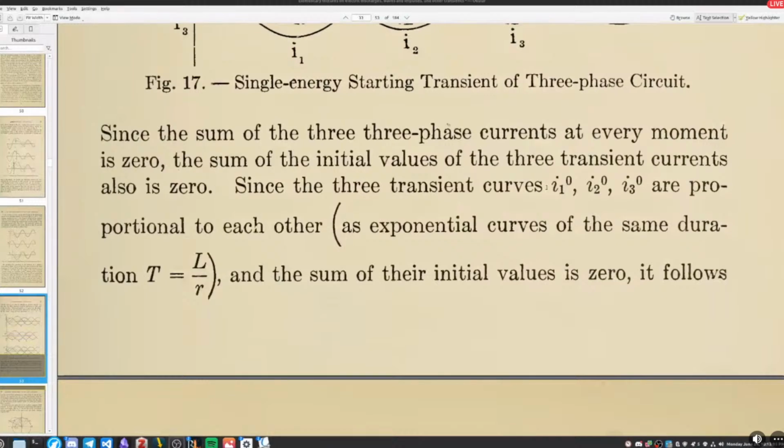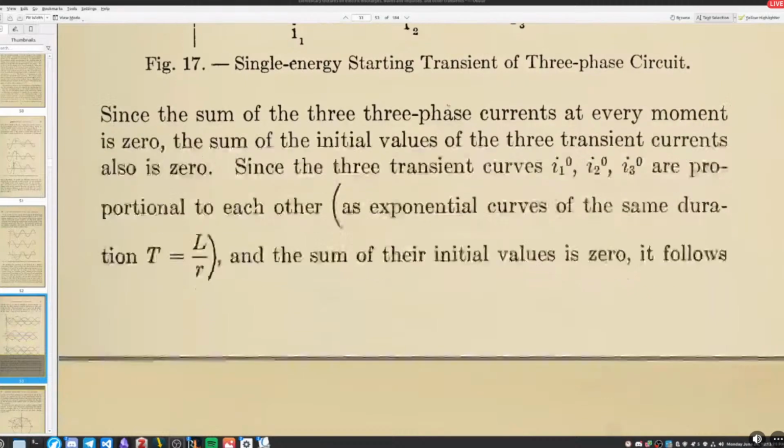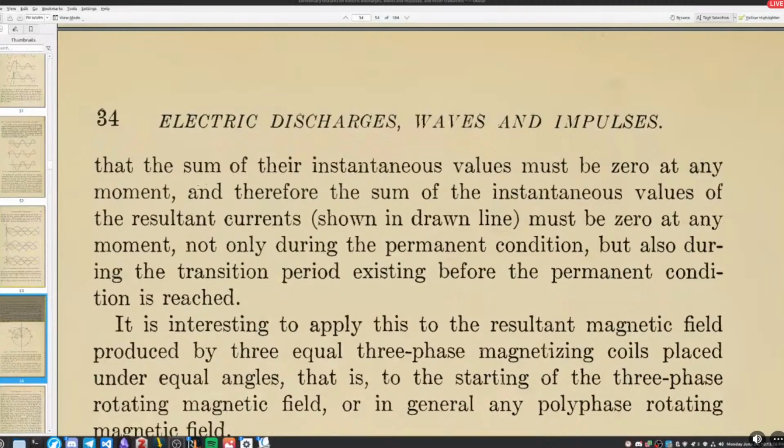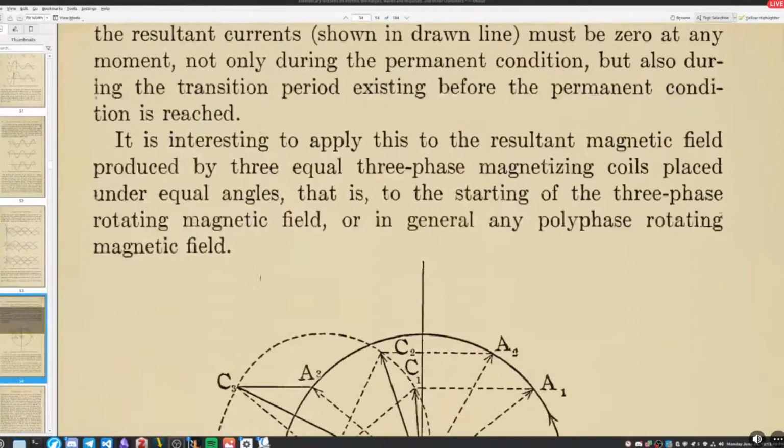Since the three transient curves I sub 1 0 through I sub 3 0 are proportional to each other, the exponential curves are of the same duration, T equals L over R, and the sum of their initial values is 0. It follows that the sum of their instantaneous values must be 0 at any moment, and therefore the sum of the instantaneous values of the resultant currents, as shown in the drawn line, must be 0 at any moment, not only during the permanent condition, but also during the transition period existing before the permanent condition is reached.